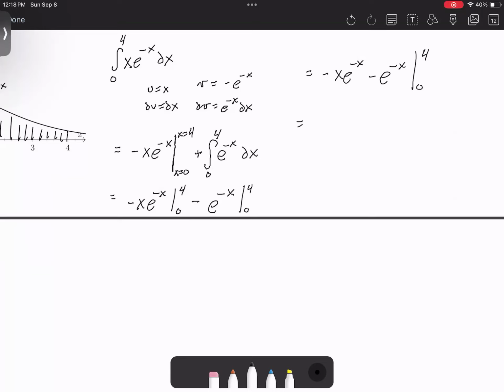When you do this, you get minus 4 e to the minus 4 minus e to the minus 4 with a plus 1. We can combine some terms and simplify. This becomes minus 5 e to the minus 4 plus 1, which is a perfect answer, and we can approximate this to get about 0.91.